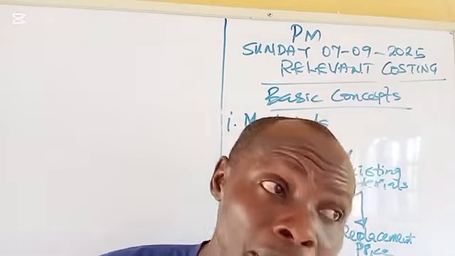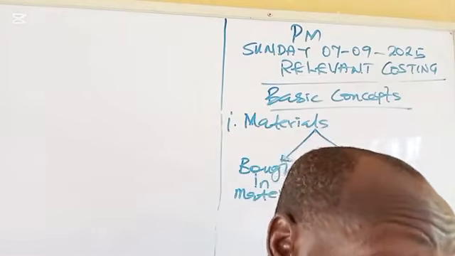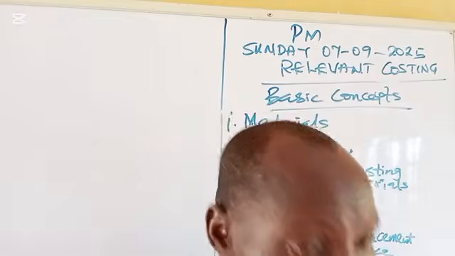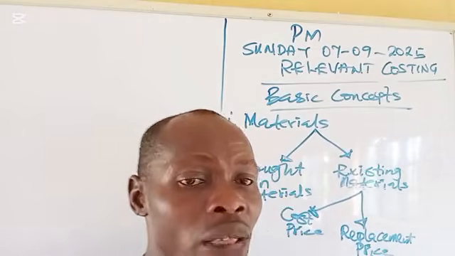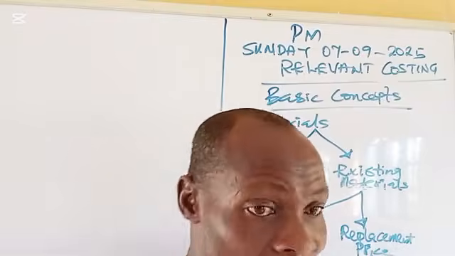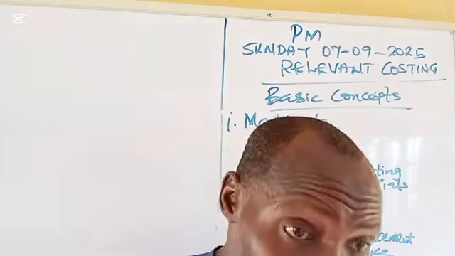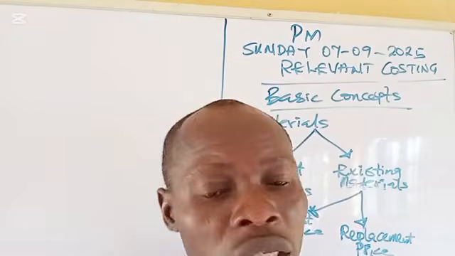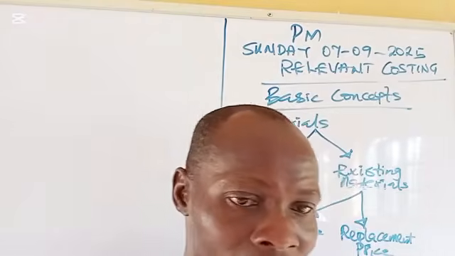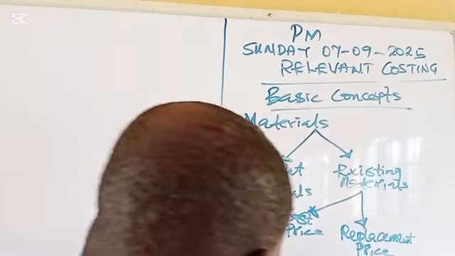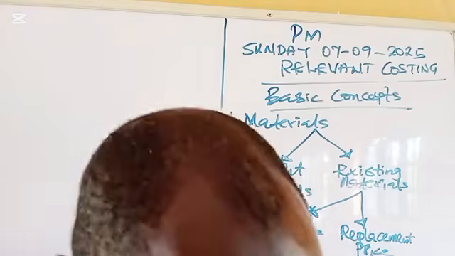Before you can use the replacement price, the question must have told you it is what? It is used regularly. If it is used regularly, that means if you don't have it in stock, you will have to buy another one for usage. And that new one will be bought at the current market price. That is the replacement price of the existing material.